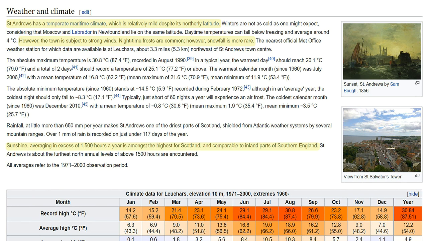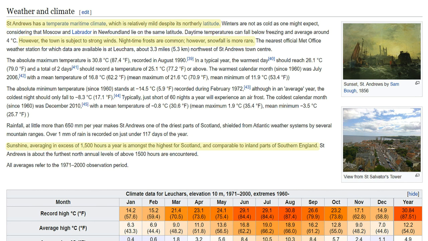St Andrews has a temperate maritime climate, which is relatively mild despite its northerly latitude. However, the town is subject to strong winds. Nighttime frosts are common, however, snowfall is rare. Sunshine, averaging in excess of 1,500 hours a year, is amongst the highest for Scotland and comparable to inland parts of southern England.